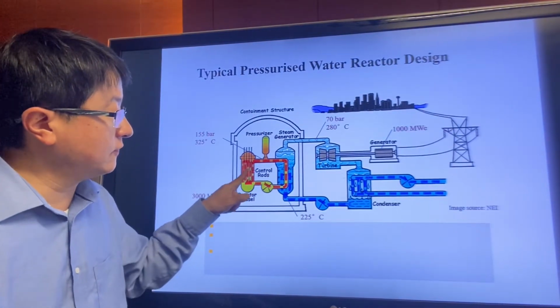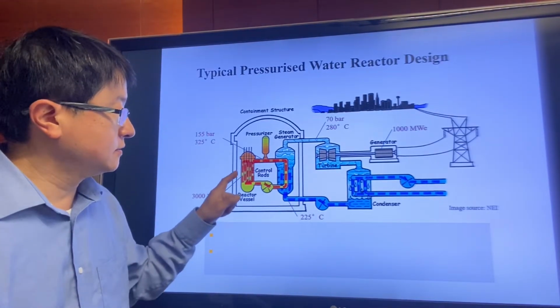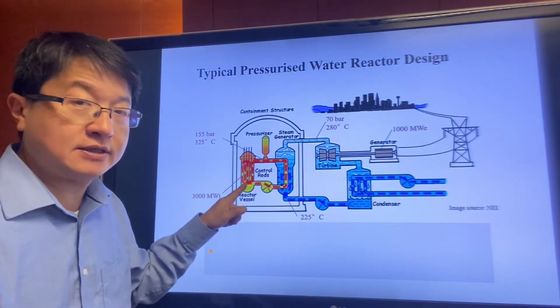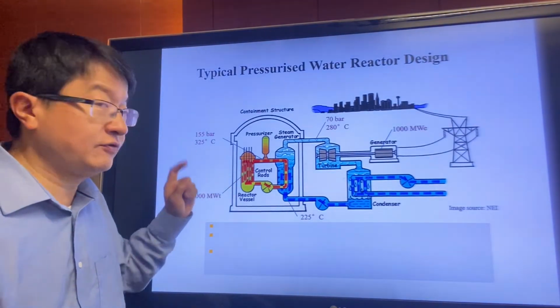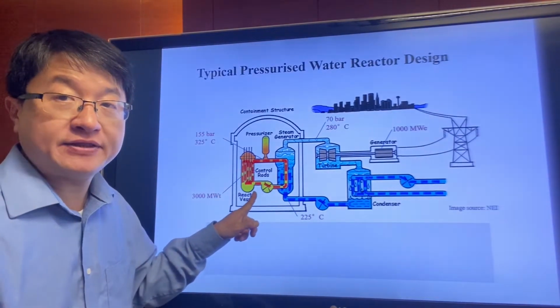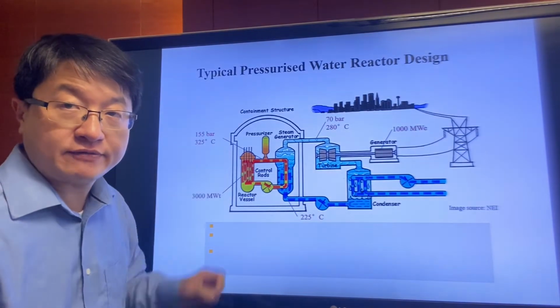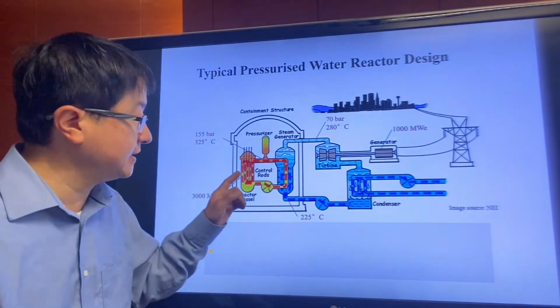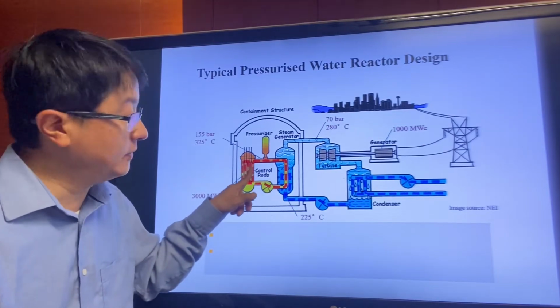One loop is confined within the containment structure. The water inside the reactor will be heated to a much higher temperature, 325 degrees. The water in this primary loop is under high pressure, and although the temperature is 325 degrees, it can still be maintained in a liquid form and circulate in this primary loop.